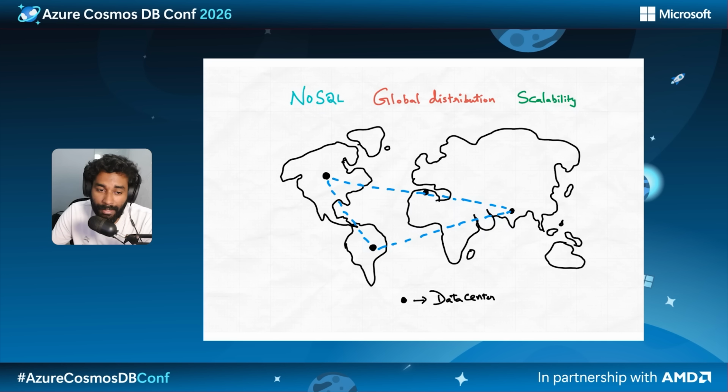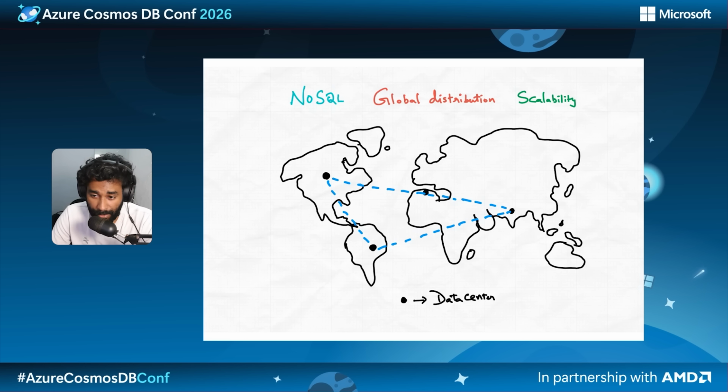The second capability is that it is globally distributed. And this is where Cosmos DB becomes really powerful. If you look at this diagram, each of these black dots represents a data center in different regions of the world. With Cosmos DB, your data can be replicated automatically across multiple regions. What this means is that users accessing your application from different parts of the world can read and write data to the nearest region, resulting in very low latency. At the same time, this system also maintains high availability and resilience.